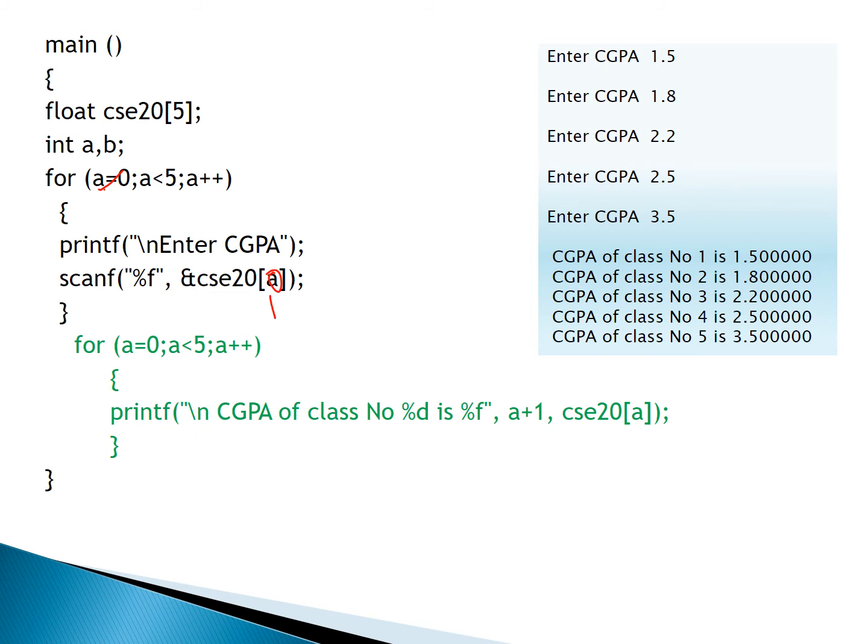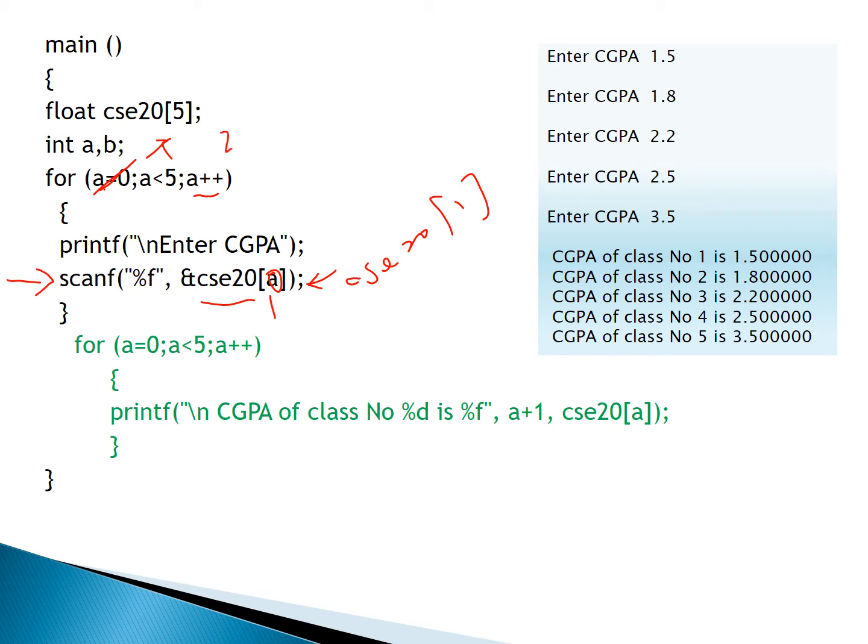Whatever you enter through scanf in this statement will go to the first element, because CGPA index 0, so that will go to first. After the incrementation by a plus plus, the value of a is now 1. So the next value for scanf will be stored in CGPA index 1. So the next value, which is 1.8, will go to 1.